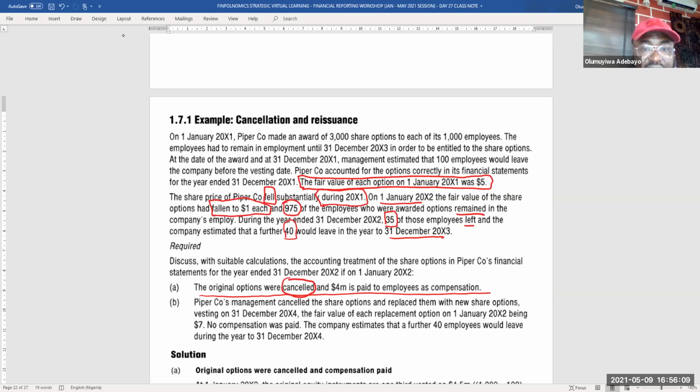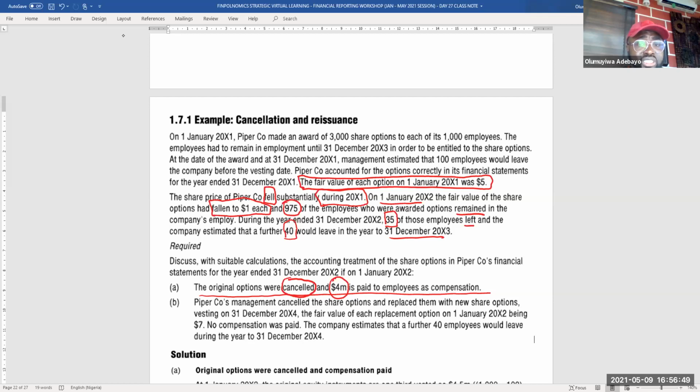What it means is this: the share price of the company has fallen such that the value of the option to the employees, if it vests, has fallen to $1, which means the cost to the organization has reduced significantly. Therefore, they have decided to cancel. When they cancel, the shares have suffered loss in the market, but in lieu of that, they are also going to pay them compensation of $4 million in addition.